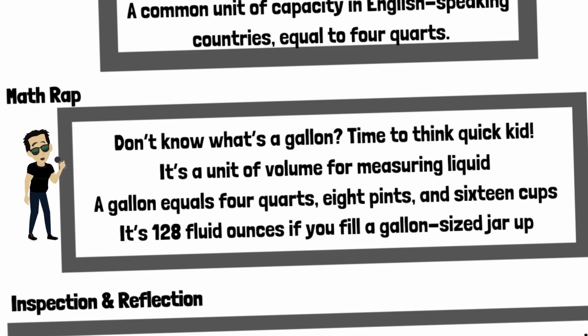Don't know what's a gallon? Time to think quick, kid. It's a unit of volume for measuring liquid. A gallon equals 4 quarts, 8 pints, or 16 cups. It's 128 fluid ounces if you fill a gallon-size jar up.